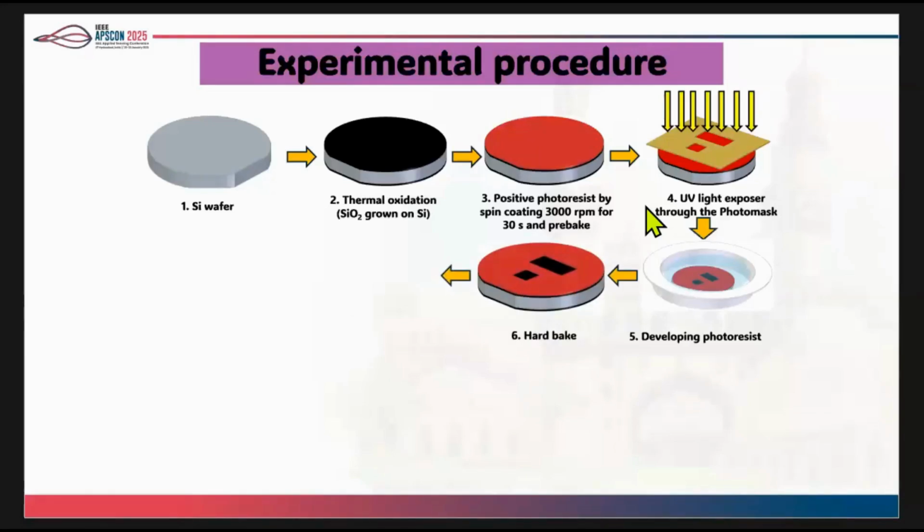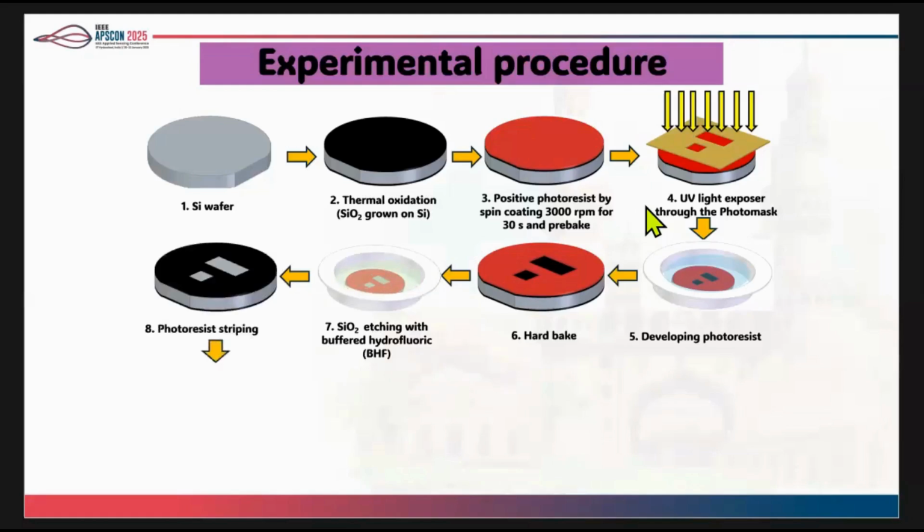First we selectively remove the masking layer, which is silicon dioxide, using HF solution. After that, we have to remove the photoresist. Why do we have to remove the photoresist? Because the photoresist cannot sustain in TMAH or any anisotropic etchant solution. So we need to remove the photoresist by using acetone.